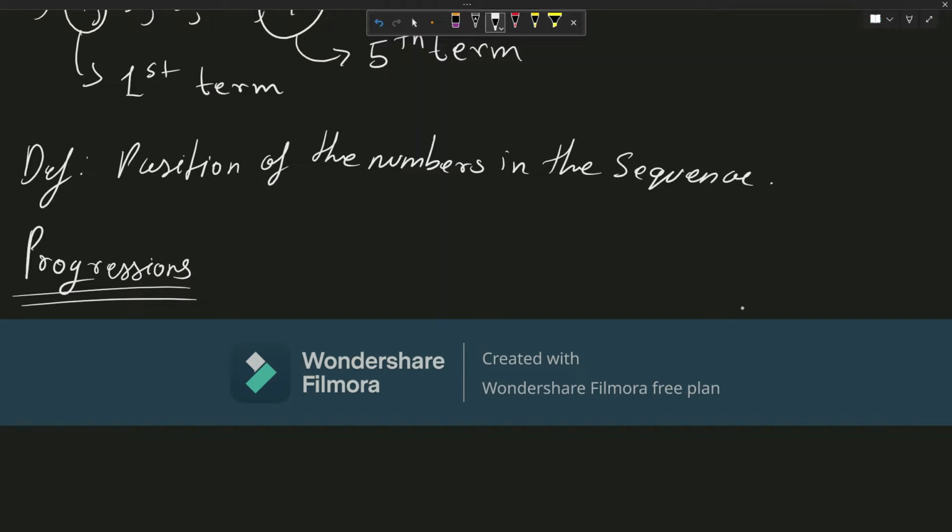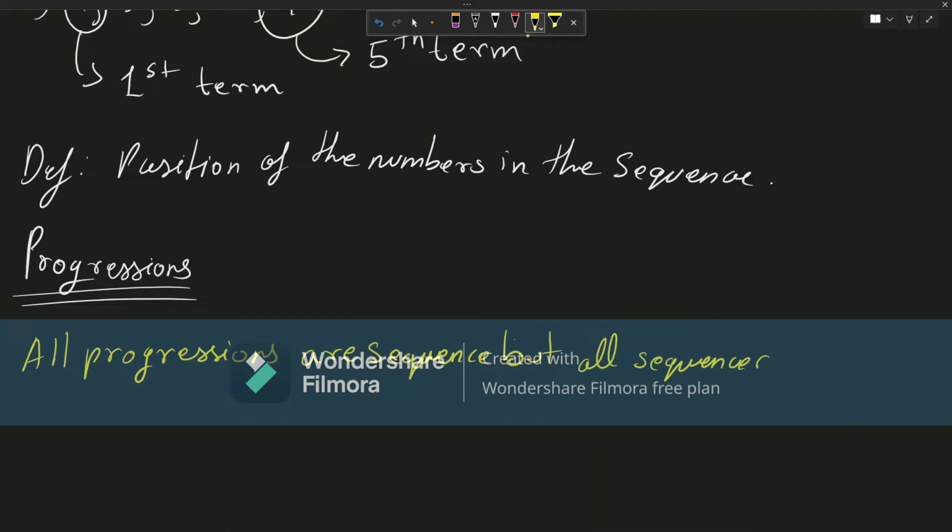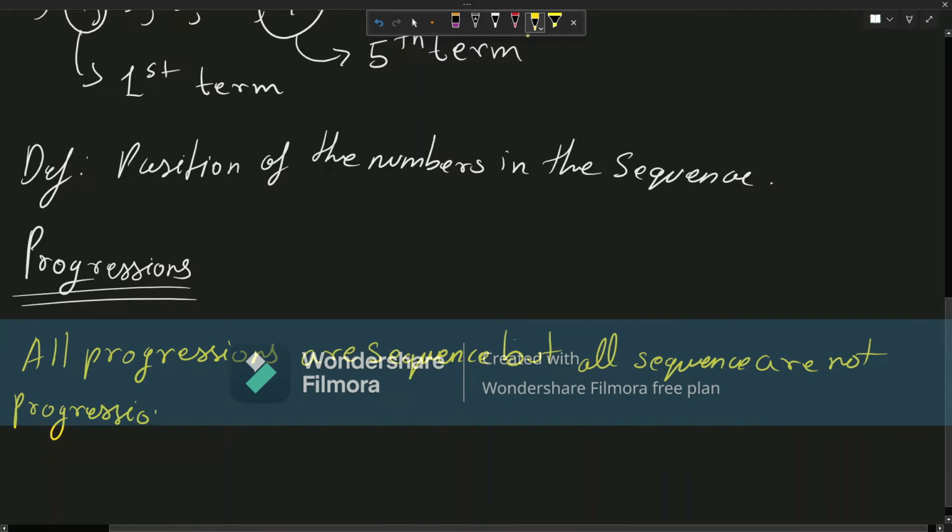Now, there's one thing that's really important. I will do it with the yellow pen. All progressions are sequences, but all sequences are not progressions. Okay, so this is an important statement. Keep this in mind.